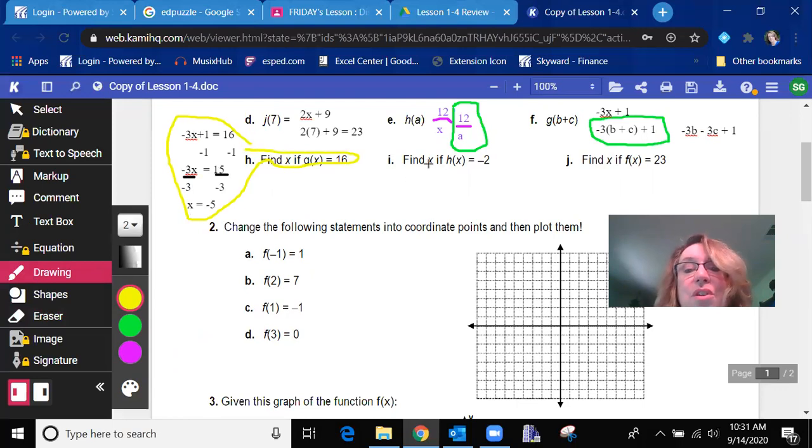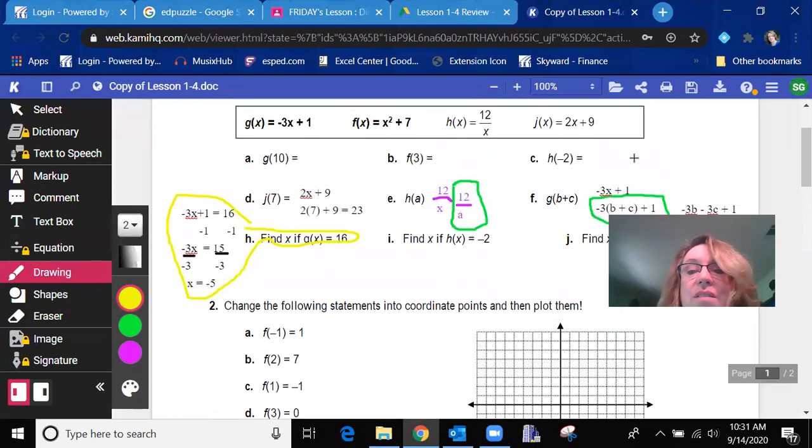So this one, we're still looking for x, but now we're going to use h of x. So h of x is 12 over x equals negative 2.